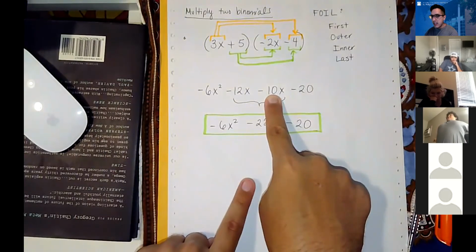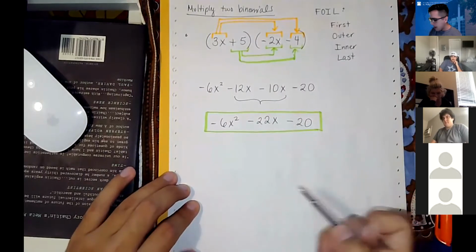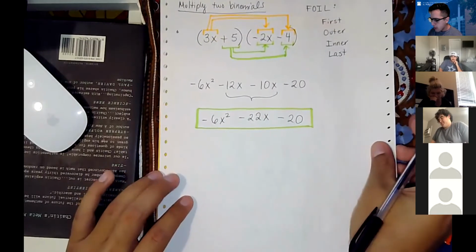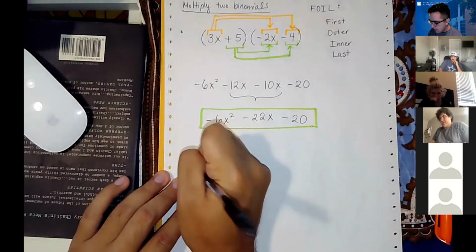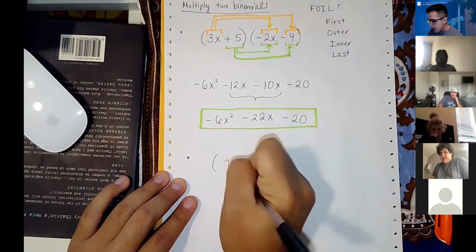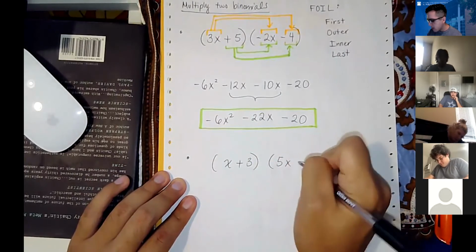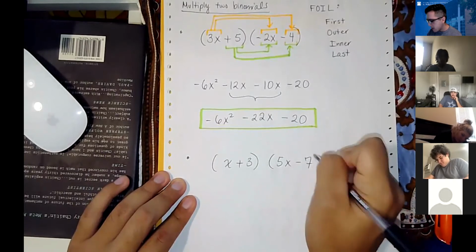Yeah, it's a lot. It's a lot of keeping track of things. But we're going to have some more examples of this. So not to worry. And there will be plenty of practice in the homework. So let's do one more. Let's do x plus 3 times 5x minus 7.